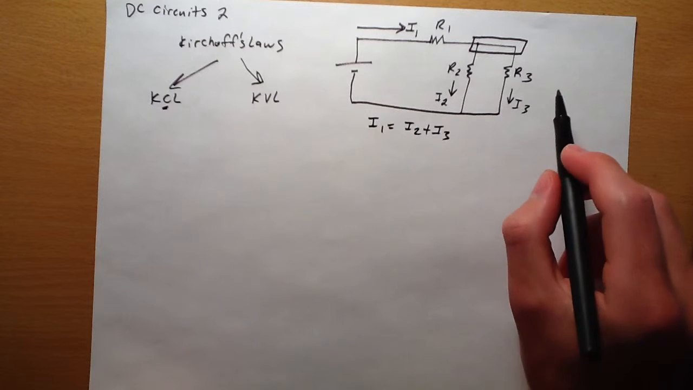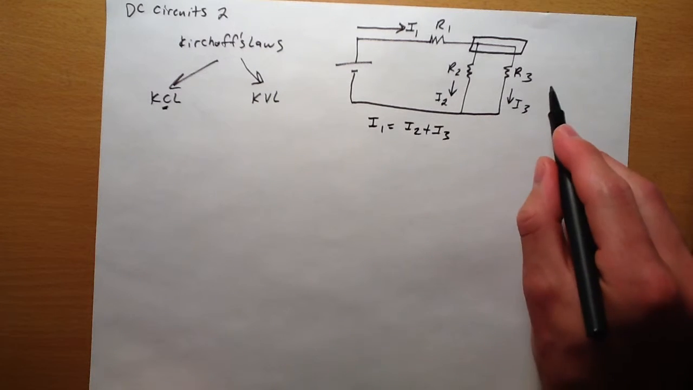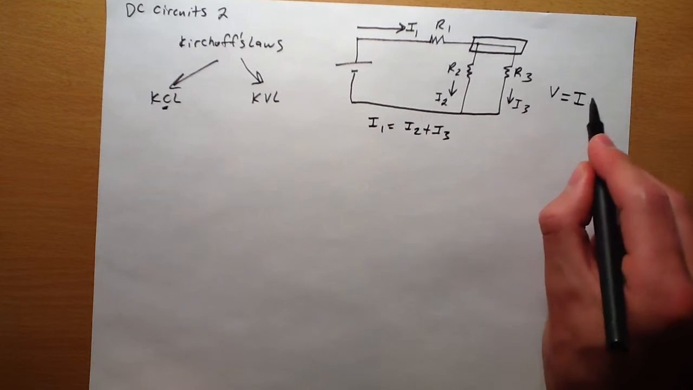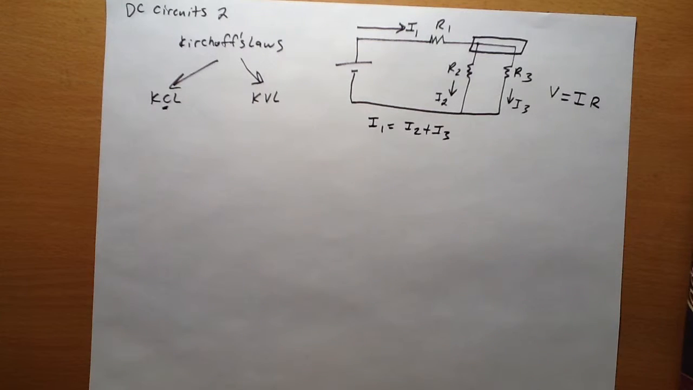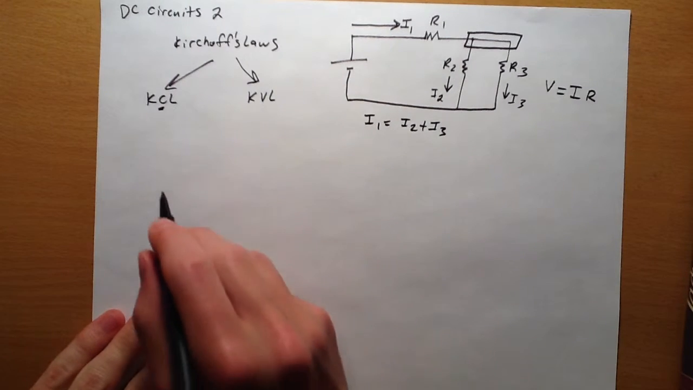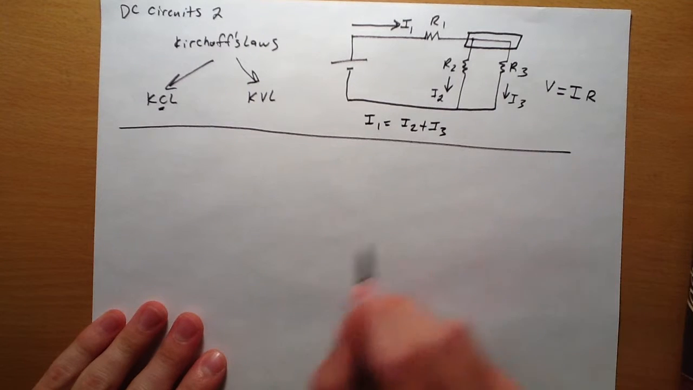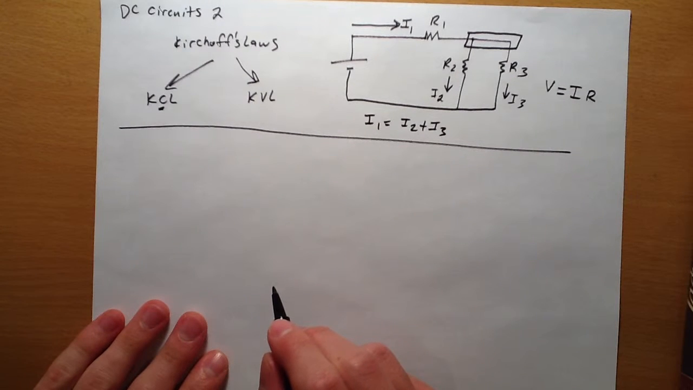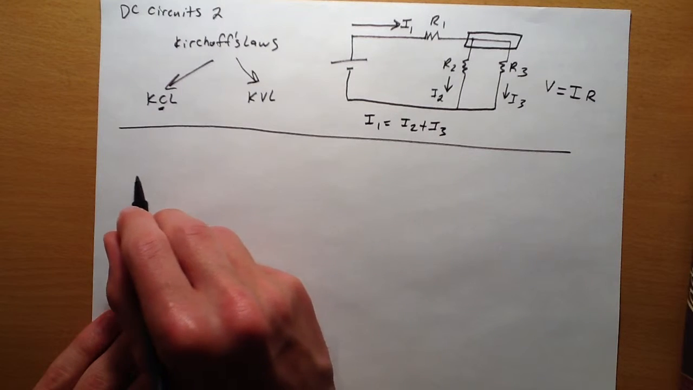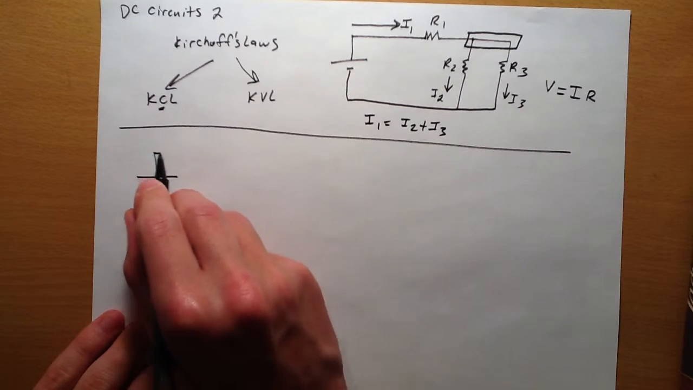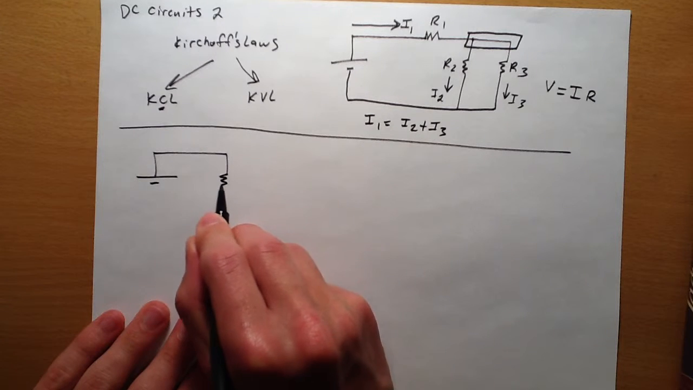And of course, you can solve for these values using Ohm's law, V equals IR. Voltage equals current times resistance. Okay, so we got KCL down. Now let's talk about KVL. Kirchhoff's voltage law. Alright, let's say we have this, a voltage source and a resistor.